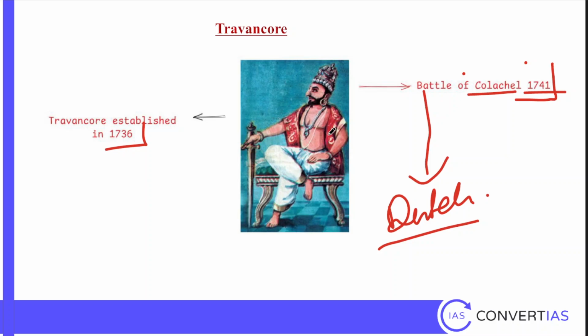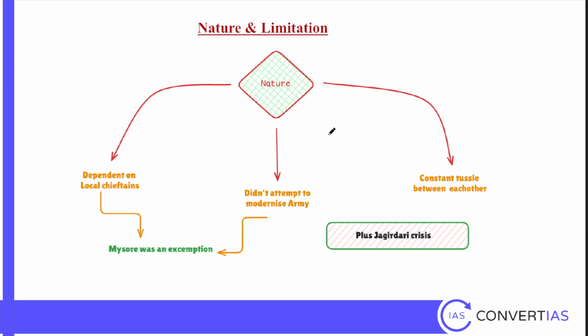So Rajputs, Travancore and Mysore. These three are the major independent states. We have already seen the successor states, Hyderabad, Awadh and Bengal. Now rebel states, I've told you, I'll explain in a different session. Now you have to see the nature of these independent and successor states. They had a common nature.